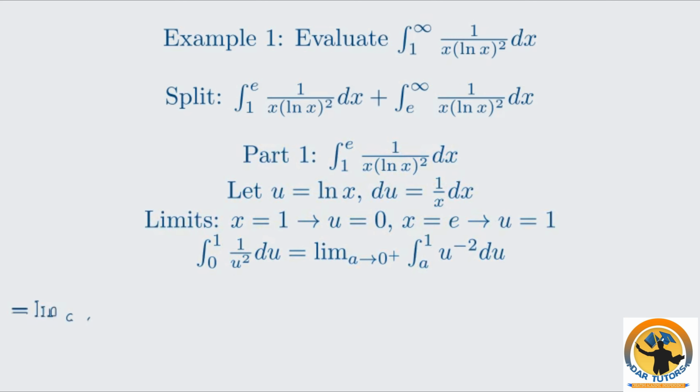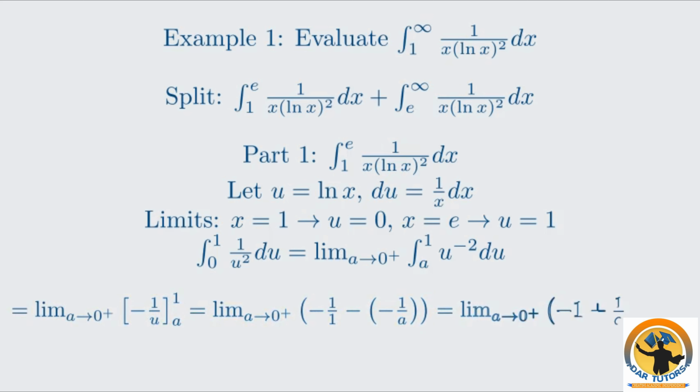The antiderivative is -1 over u. Evaluating this gives the limit of -1 plus 1 over a. As a approaches 0, this goes to infinity. The first part diverges. Since one part diverges, the entire integral diverges. We don't need to evaluate the second part.